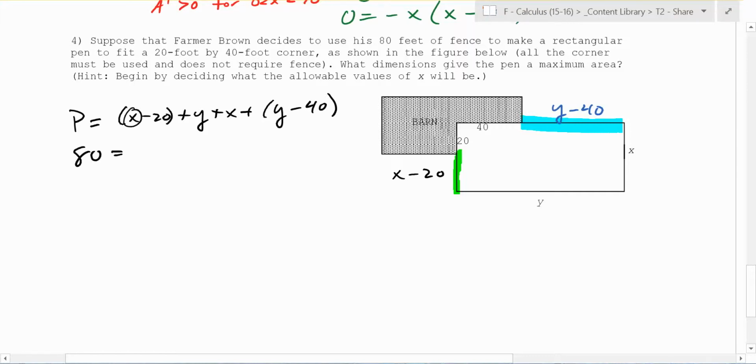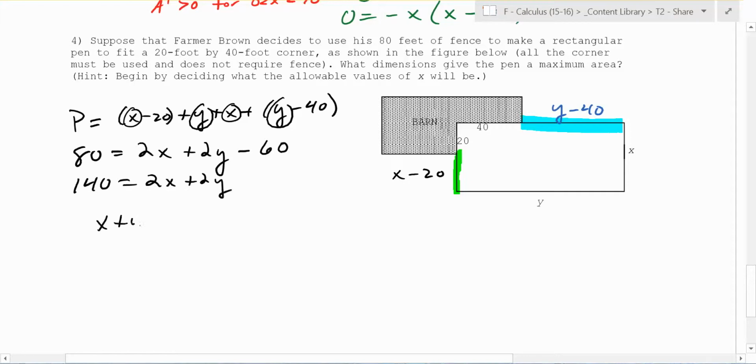So how many x's do we have? We have x and x, so what do we have? 2x. How many y's do we have? 2y minus what? 60. So we have 140 is equal to 2x plus 2y. So x plus y is equal to what? 70. Nice. And maybe y is equal to 70 minus x.